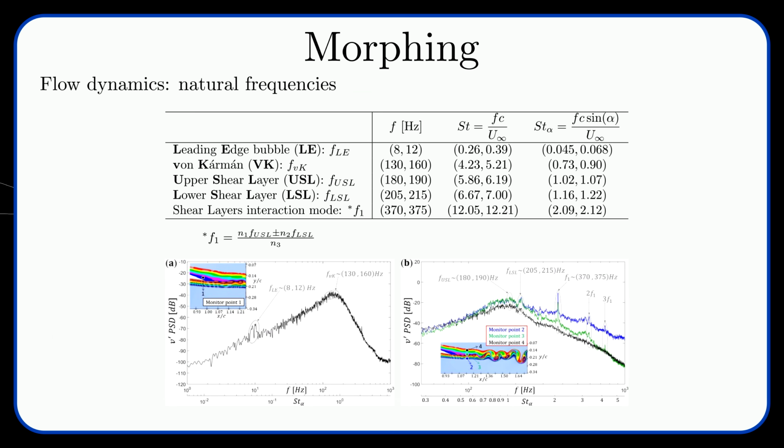The natural frequencies of the dominant flow instabilities were identified through PSD analysis of the pressure fluctuations measured at key locations. First, the analysis of pressure fluctuations at monitor point 1, in the region close to the wing, highlights a low frequency mode around 8 to 12 Hz, which is related to the oscillations of the small laminar separation bubble located at the leading edge.